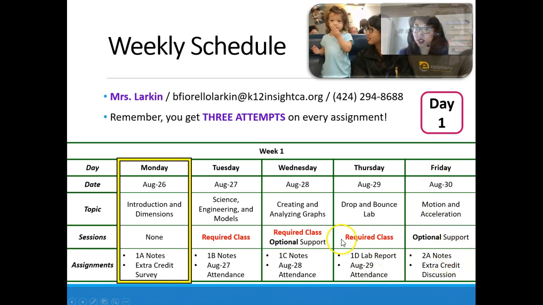Friday, there is no class. You do have optional support. You'll see you'll also have an optional support session on Wednesday, and we will be starting Unit 2 on Friday.